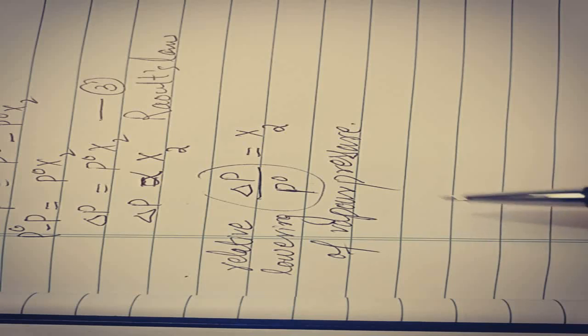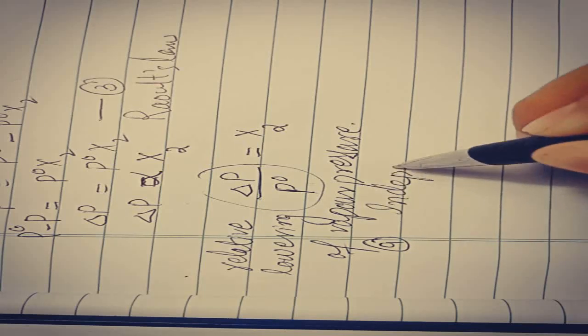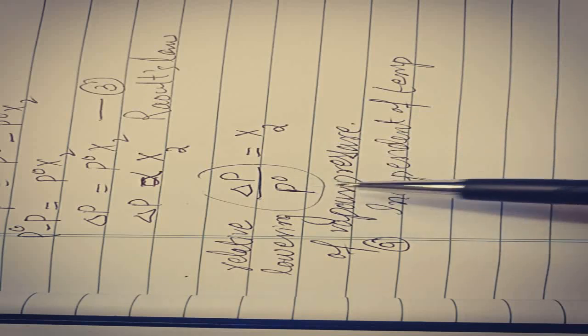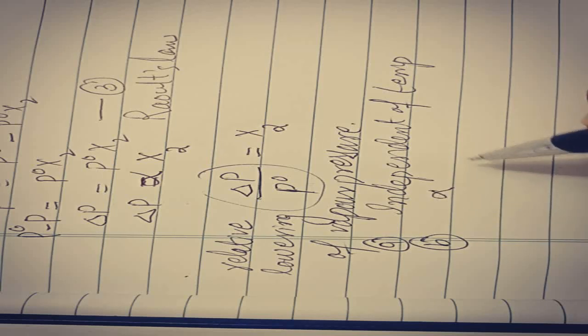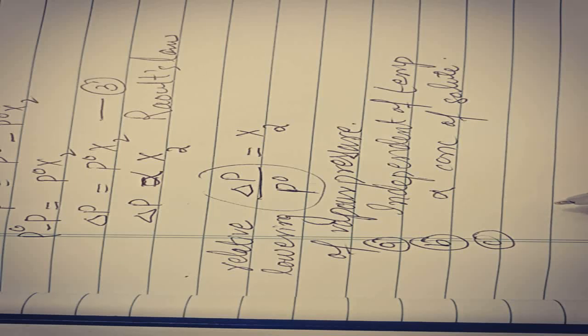because the relative lowering of vapor pressure is useful as it is independent of temperature. It means at all temperatures this equation is constant. The second significance is that the relative lowering of vapor pressure is proportional to the concentration of the solute. And the third significance is that it is a constant quantity. The relative lowering of vapor pressure is a constant quantity when equimolar proportions of different solutes are dissolved in the same mass of the same solvent.